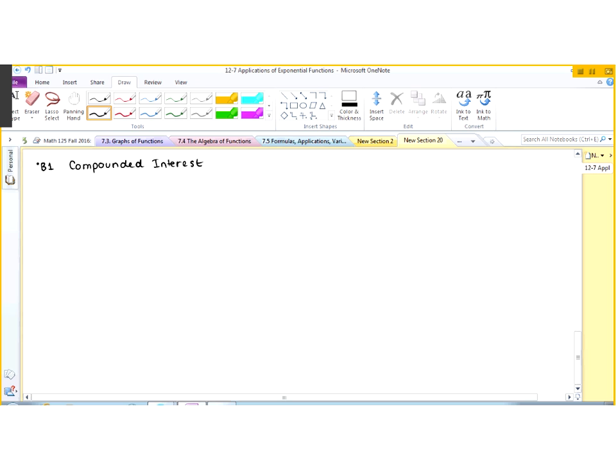Compounded interest. There are two types of compounded interest. The first one is the interest which is compounded n times per year. And then the second formula is when the interest is continuously compounded.